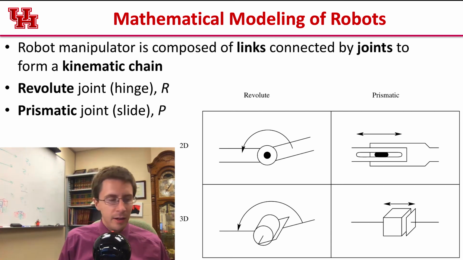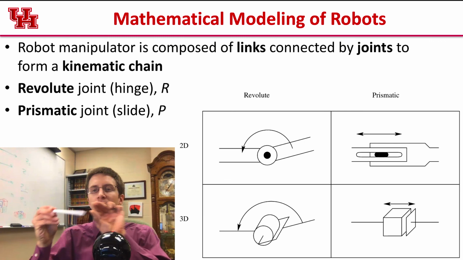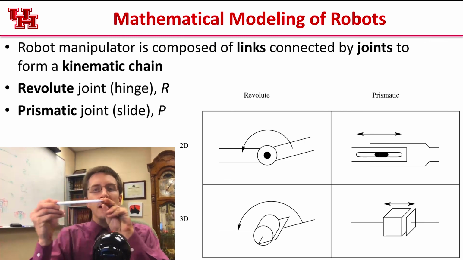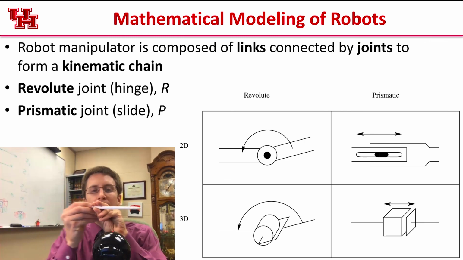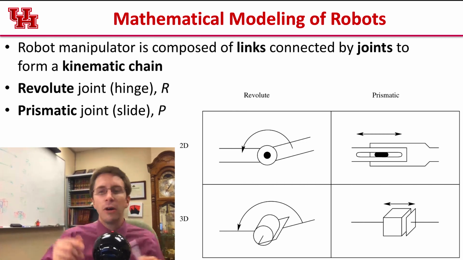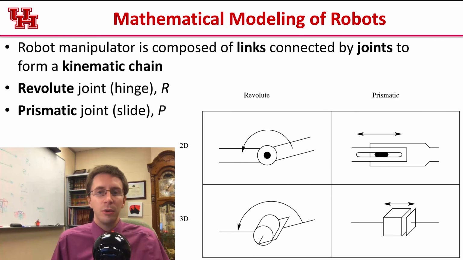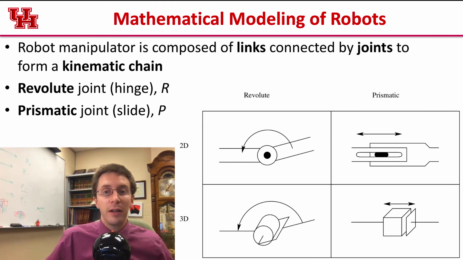You don't have any prismatic joints in your body, but if you take a pen and slide it through your fingers, this right here represents our prismatic. It has got 1 degree of freedom, and it can slide back and forth. And these 2 drawings that I have here are how we're going to draw these joints, because it's something that we can draw quickly to represent them.